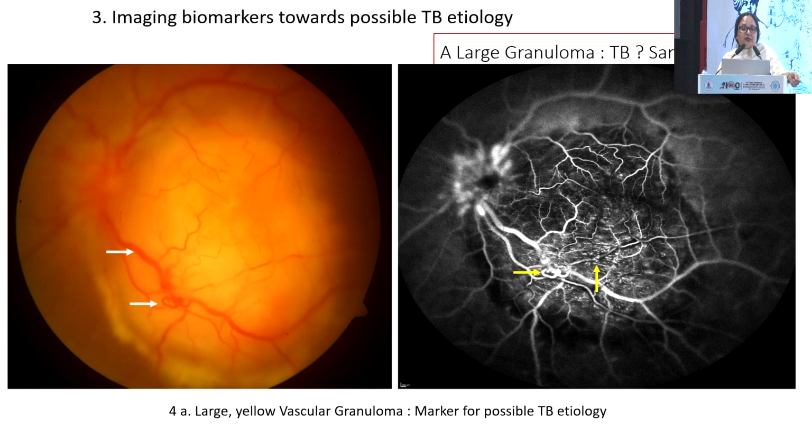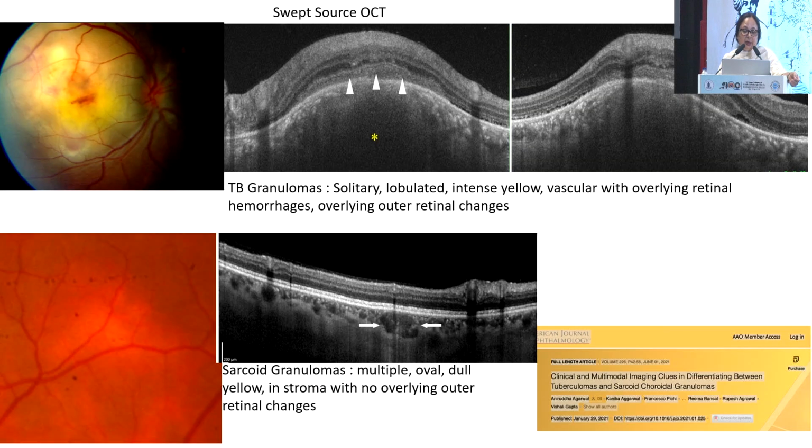Imaging biomarkers, if you want to study, OCT is a very good imaging tool. And I mentioned previously TB. This is a large TB granuloma. You will see vascularity on the TB granuloma, which is very important. If ever there is a confusion between TB and sarcoid granuloma, the top panel is TB. TB granulomas are solitary, lobulated, intense yellow, with overlying hemorrhages, new vascularization, and the outer retina typically shows these changes.